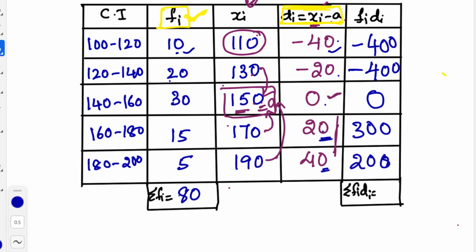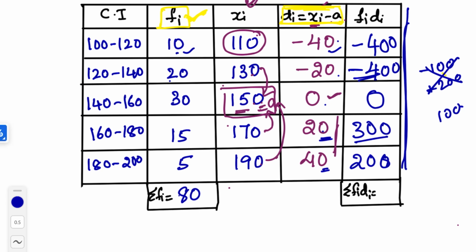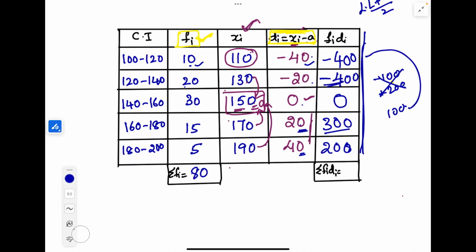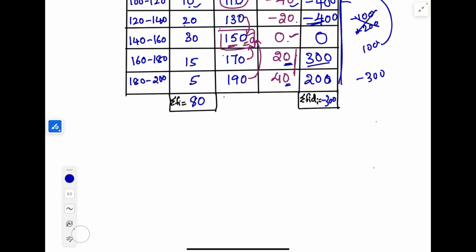So now we have to do the sum of these Fi di values. Okay. So now minus 400 minus 400 plus 300 will be minus 100. Minus 100 plus 200 will be positive 100. Positive 100 and negative 400 will be negative 300. So here we will be getting negative 300.